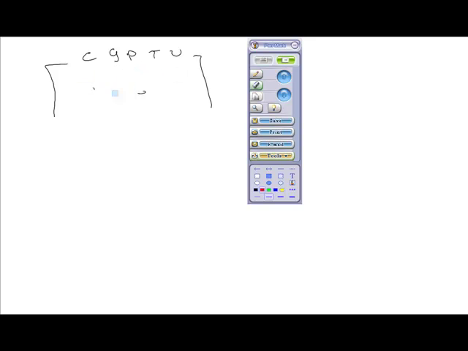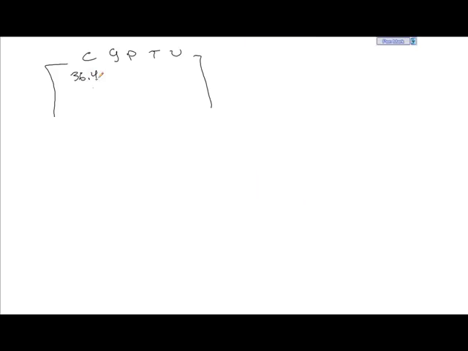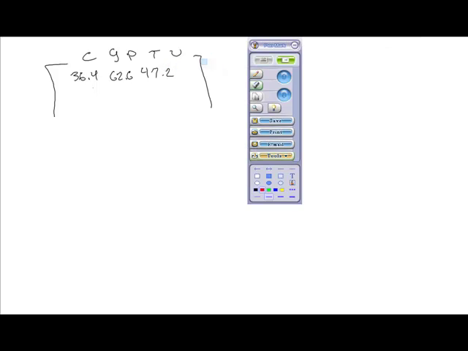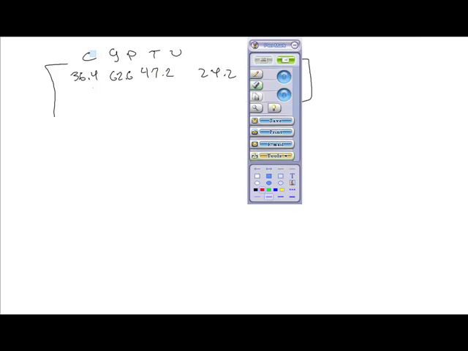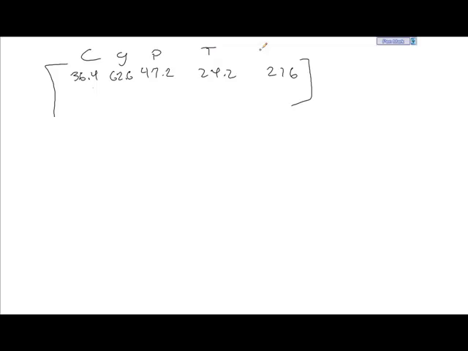So the first one we wrote was 36.4, 62.6, 47.2. Then we have 24.2, and we have 216. So those are our coefficients for C, G, P, T, U. So let me come back here. So we have C, G, P, T, U.